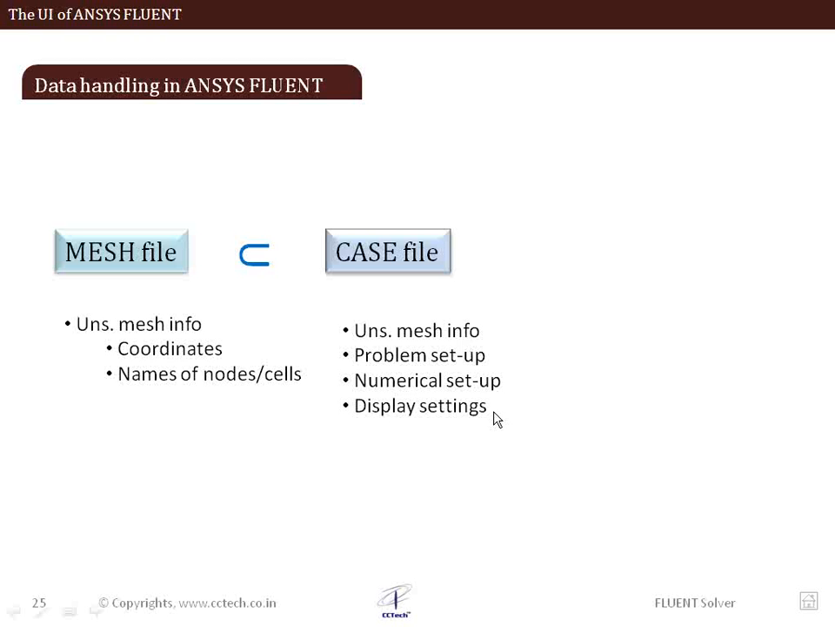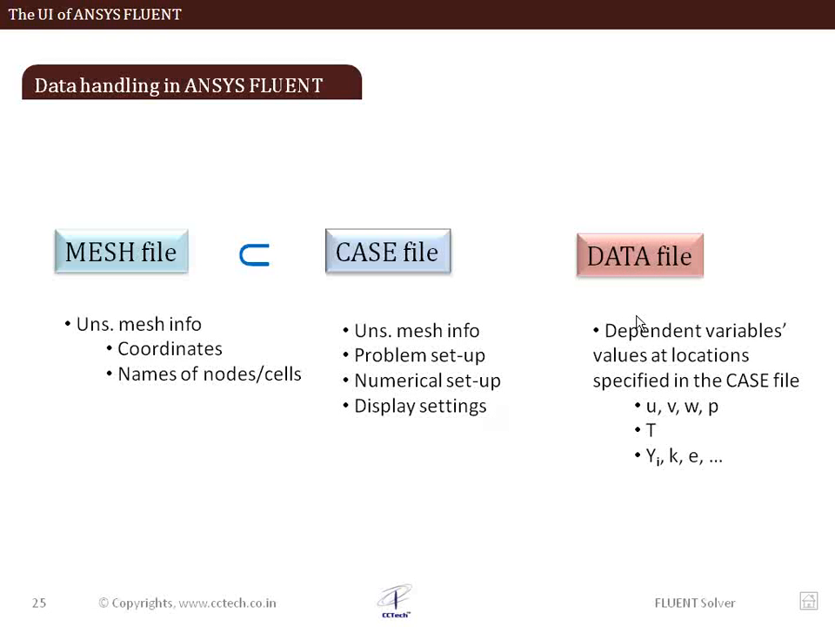and display settings. And you have the data file, which contains the solved quantities, the dependent variables which have been solved at each and every cell point available within the mesh, like U, V, W, and P, that is the X, Y, Z momentum per unit mass, which is basically X, Y, Z velocities, and the pressure field, the temperature, and any other species or other transport equations which you are solving. All this information is stored in the data file, and this is unique to a given case file or a mesh file.